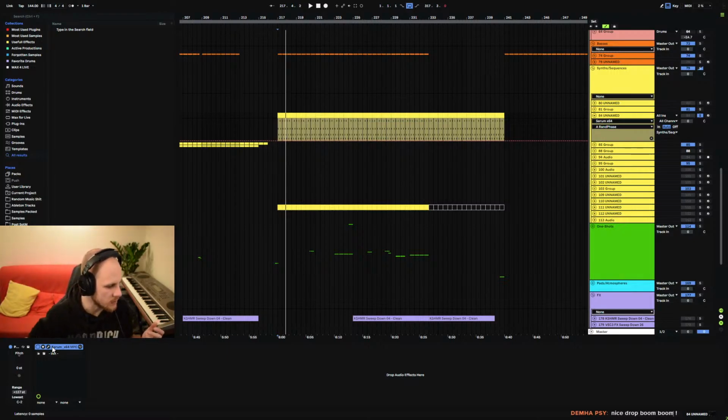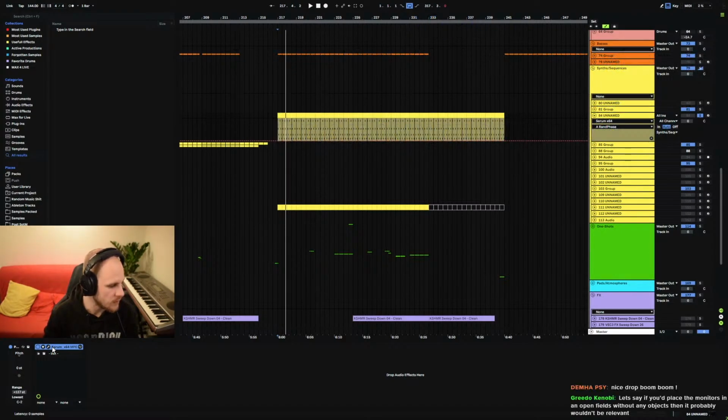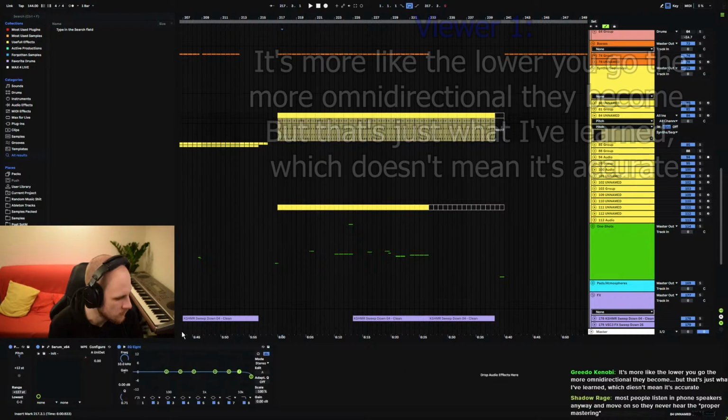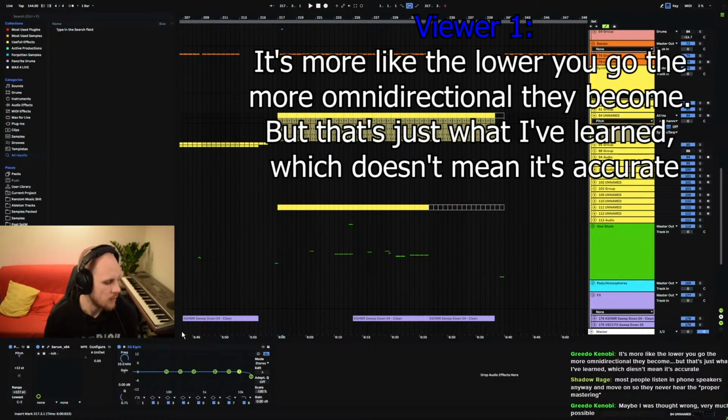are only high frequencies. Let's say if you'd placed the monitors in an open field without any objects, then it probably wouldn't be relevant. Even in a closed room, it's not relevant because there's nothing in between the monitors and your face for the sound to deflect, whatever the thing was that you talked about before. It's more like the lower you go, the more omnidirectional they become. But that's just what I've learned, which doesn't mean it's accurate.